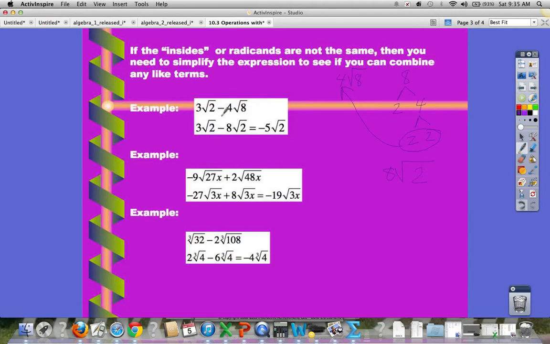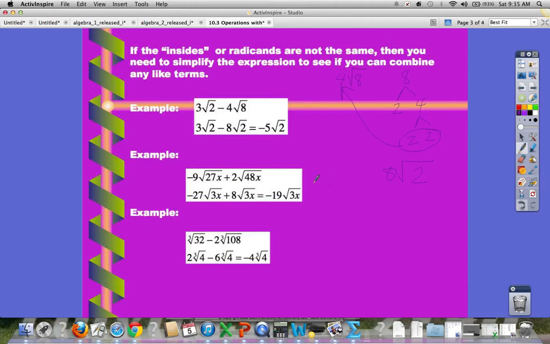So then you put it together and see if it works. Well, yes, because this already had a square root of 2 as its radicand, we can put these together. So now it's workable. 3 square roots of 2, take away 8 square roots of 2 is going to give you a negative 5, because 3 minus 8 is negative 5 square roots of 2.